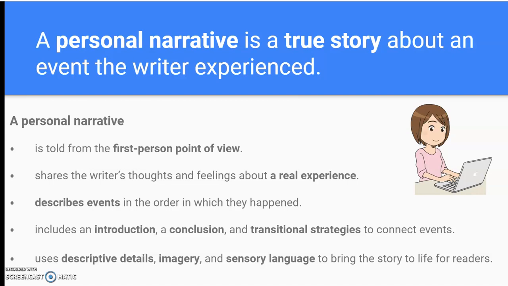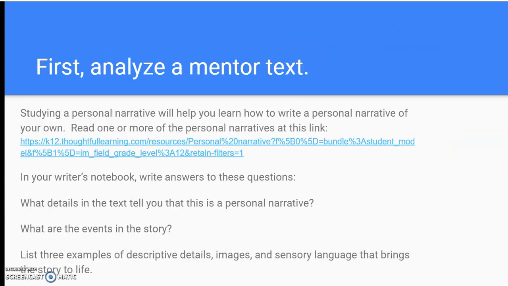So what is a personal narrative? It's a true story about an event that you, the writer, experienced. It's told from the first person point of view. It shares the writer's thoughts and feelings about a real experience, describes events in the order in which they happened, includes an introduction, conclusion, transitional strategies to connect events, and like all good writing, includes descriptive details, imagery, and sensory language to bring the story to life for your readers.